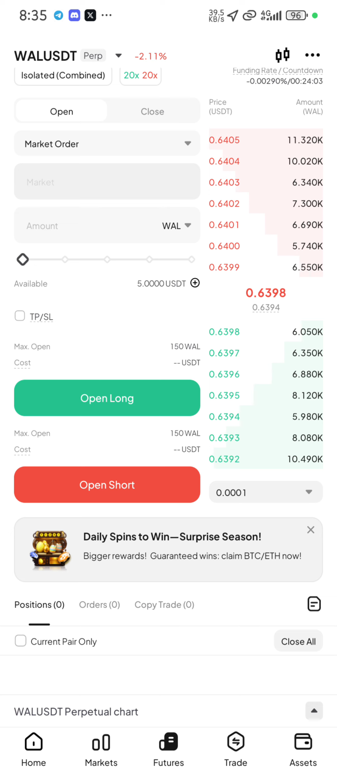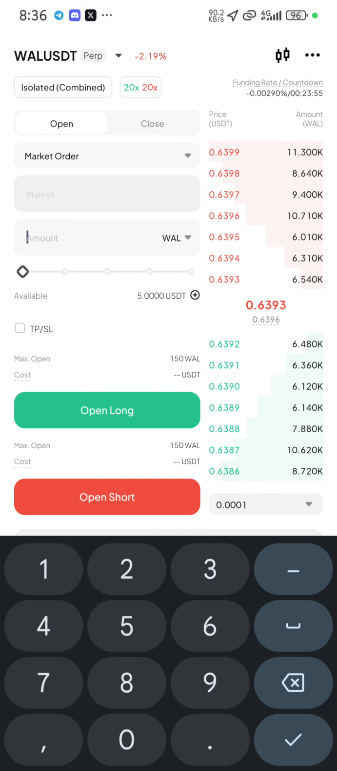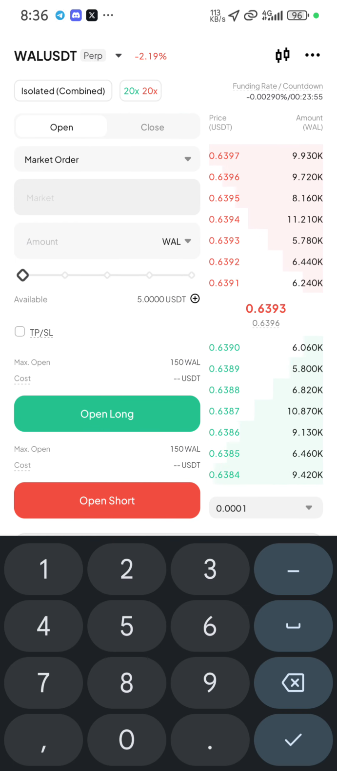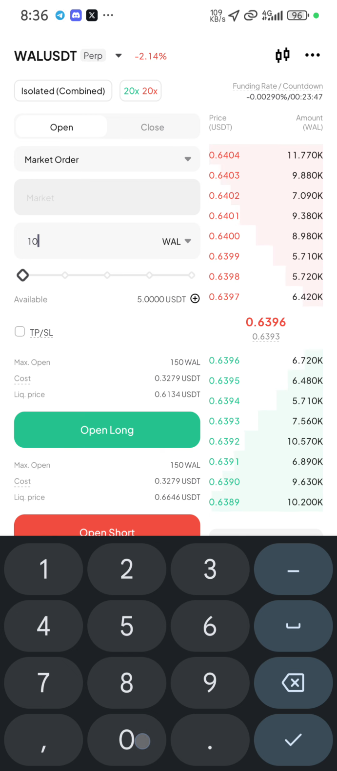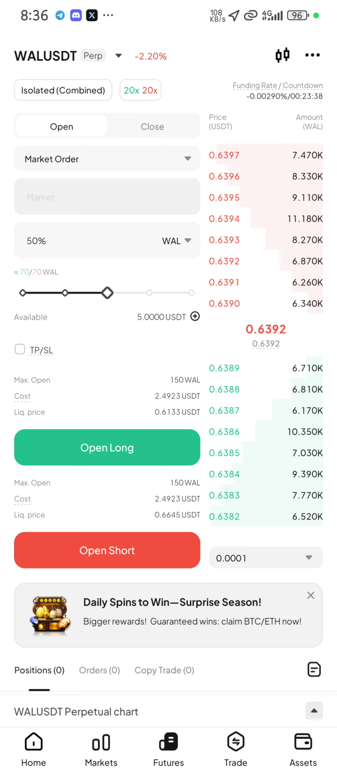Then, after the market order, there's the amount you want to use to trade. You can use any amount. You see that we used a leverage of 20 times. For the amount, you can drag this further to 50%, which is 50% of the money we have. So instead of using this $5 that we have here, it's going to use 50% of it, that's $2.5. You can use all of it, 100%, and it will use the $5 USDT to enter the trade.